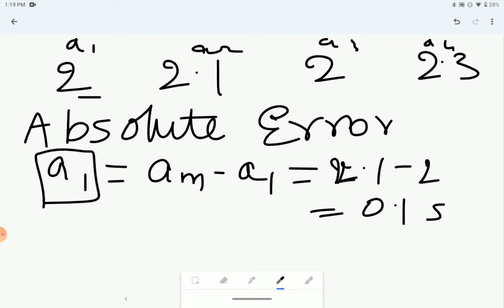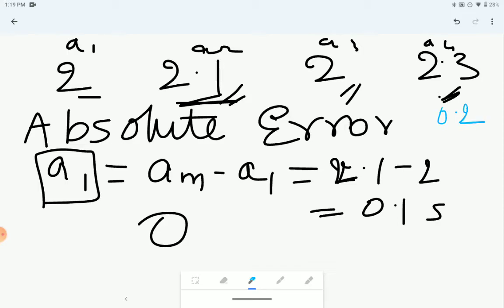The second term's absolute error comes out to be 0, right? Because the true value or mean value came out to be 2.1. And the third value comes out to be the same, 0.1 seconds, and the fourth value comes out to be 0.2. The difference between the true value and the obtained, that is measured, value is the error. Here 0.1, here 0, here 0.1, here 0.2, right? So these are the errors that we obtained, right?